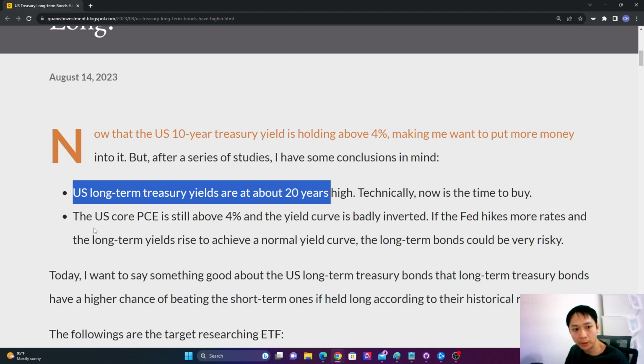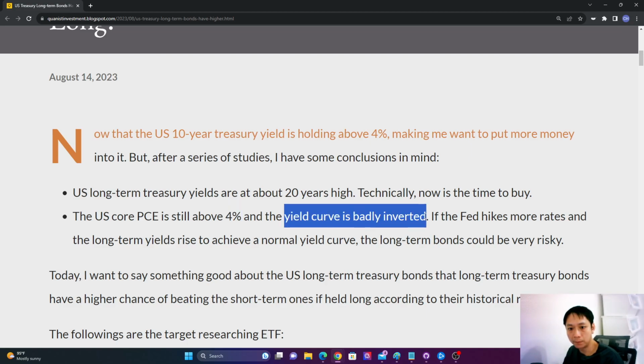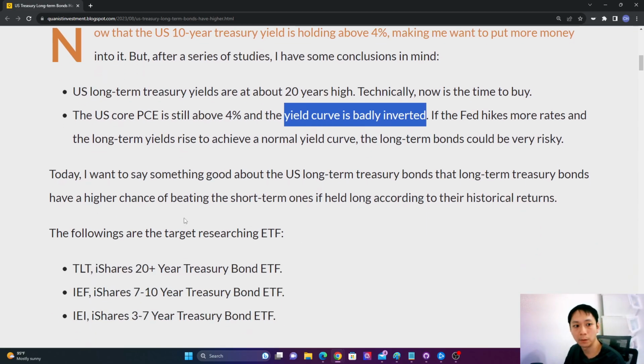The second point is the U.S. core PCE is still above 4%. I think it's still too high. It's not a good sign that the Fed will lower rates. It's not even a sign of the ending of the rate hikes. Another one is the yield curve is badly inverted. So either way, if the Fed hikes more rates or the yield curve becomes normal, it may bring the long-term yields up, so that the price of the long-term bonds will lower, and we will lose money.